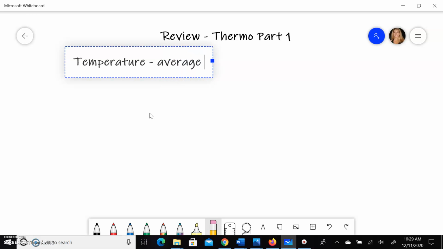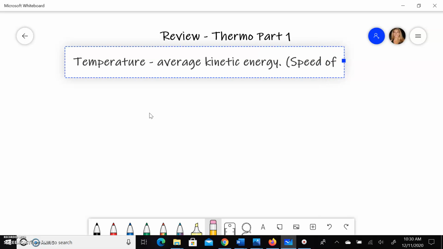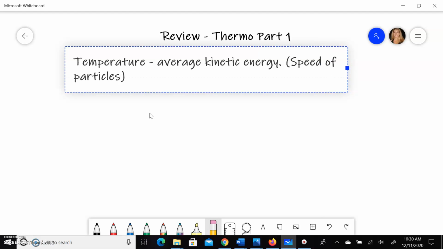Temperature, we said in the last chapter, is the average kinetic energy of the particles. And another way to say that is that it is the speed of the particles. And you do need to know that the units for this are going to be in Celsius or Kelvin. But in this chapter, we're going to focus on Celsius.